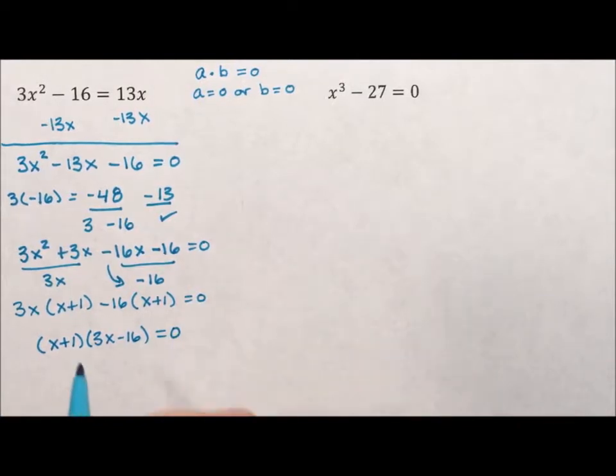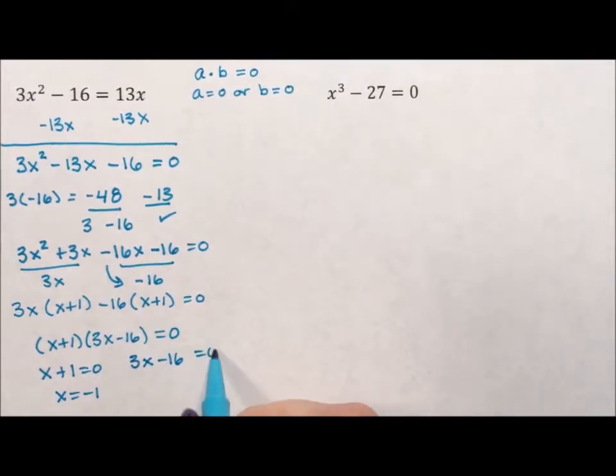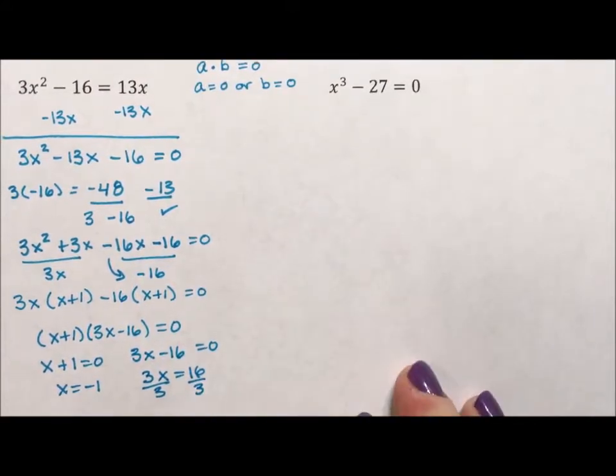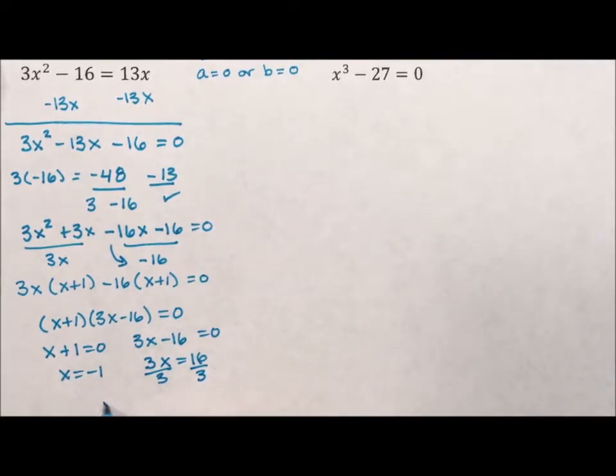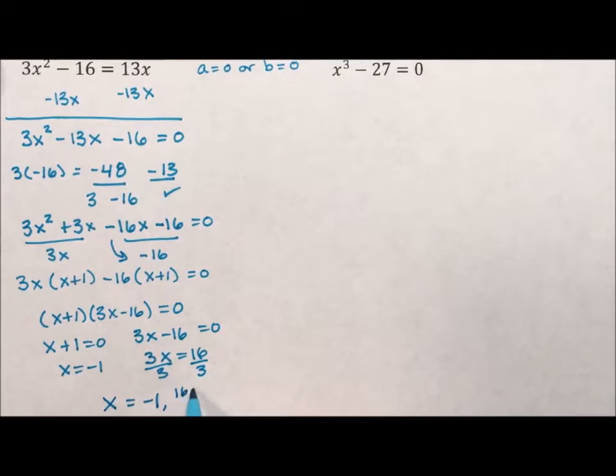Okay, so now I either have x plus 1 equals 0, which happens when x is negative 1, or 3x minus 16 equals 0, which happens when 3x equals 16, or x is 16 thirds. So now I'm just going to put these together so that x is equal to negative 1 or 16 thirds.